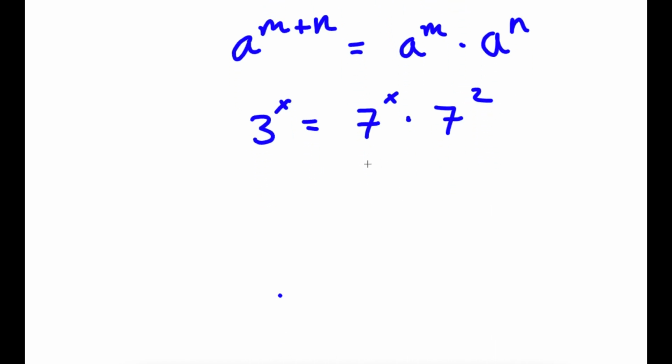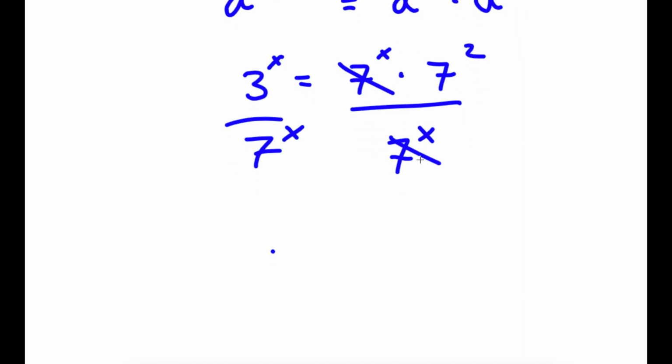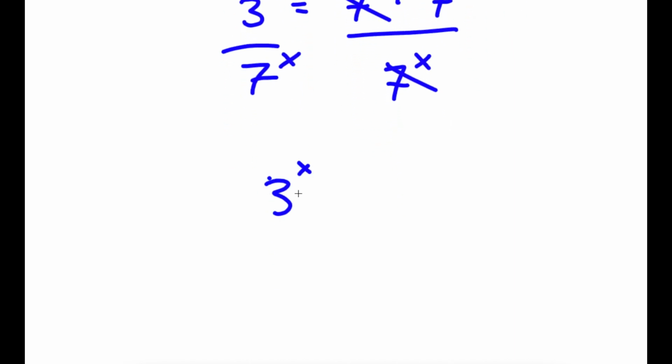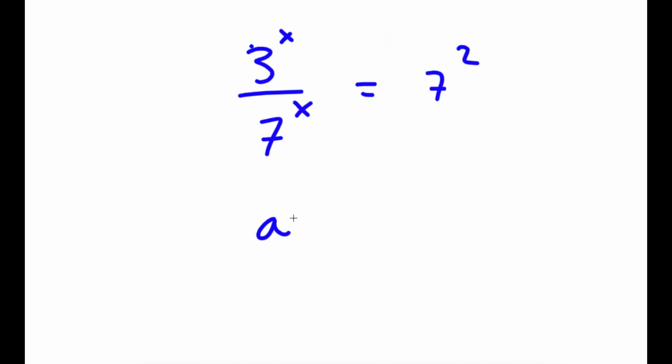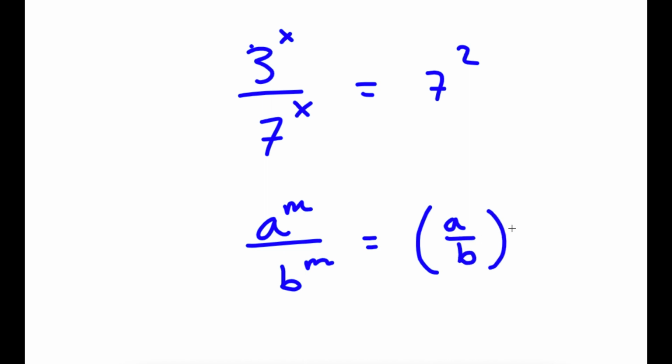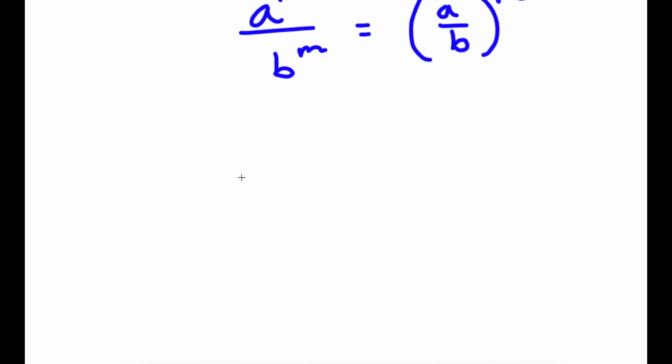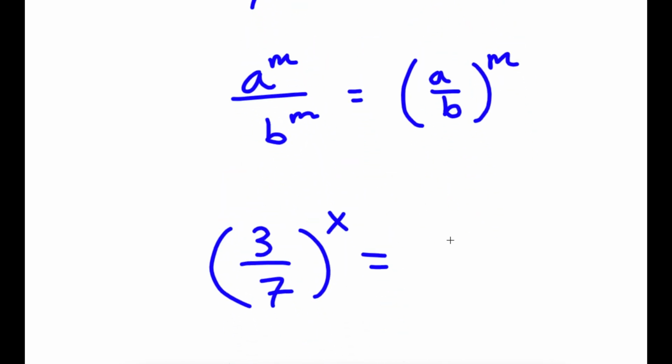Now, I'm going to go ahead and divide both sides by 7 to the power of x. So then these two cancel out, and now I'm left with 3 to the power of x over 7 to the power of x is equal to 7 squared. Now, if I have something in the form a to the power of m over b to the power of m, this is equal to a over b to the power of m. So 3 to the power of x over 7 to the power of x, that's going to equal 3 over 7 to the power of x, which is equal to 7 squared.